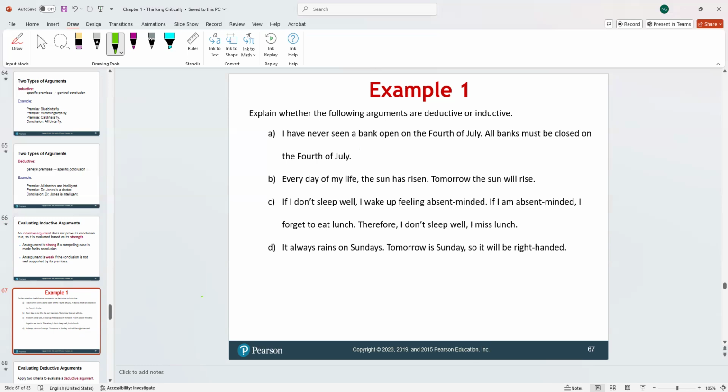That's what we do. We go about something specific, because personally I have never seen a bank open on the 4th of July. Then I make it general for everyone: all banks must be closed. So I draw a general conclusion. In this case, this is inductive reasoning because it makes the case for a general conclusion based on a specific observation. So it's inductive.